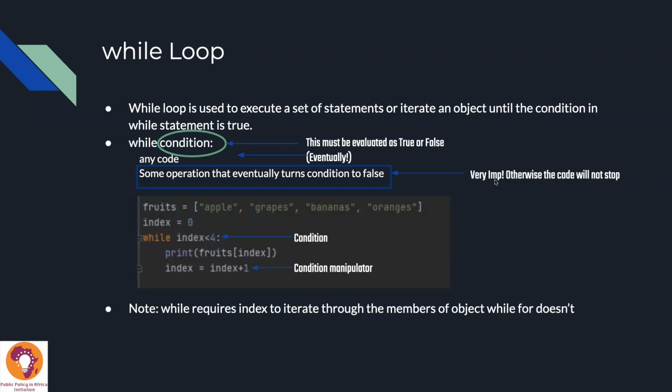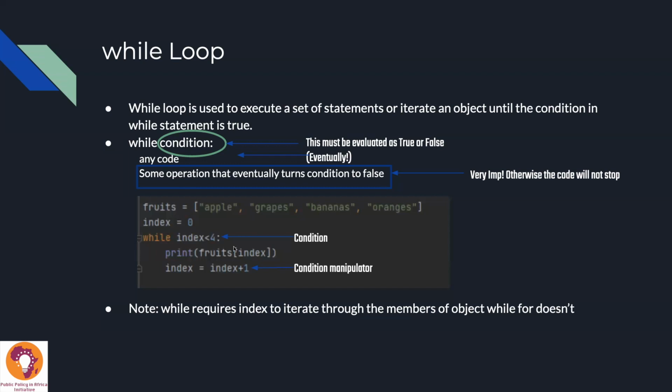This is very important. Otherwise, the code will not stop. This is a great way that you can crash your computer, if you create a while loop that never ends. If you don't have some way to make your condition false at some point, then your code is going to just keep looping forever. That's called an infinite loop, and it's a great way to use up all of your computer's resources and eventually crash it, especially if you don't have a ton of RAM, or if you're doing a memory intensive operation inside of your loop.